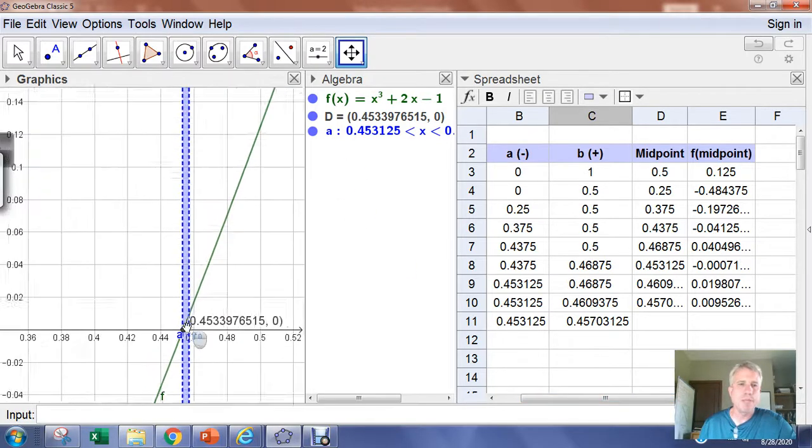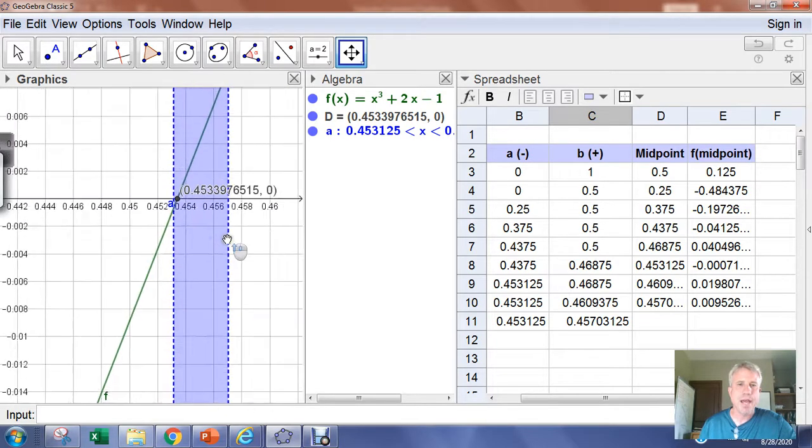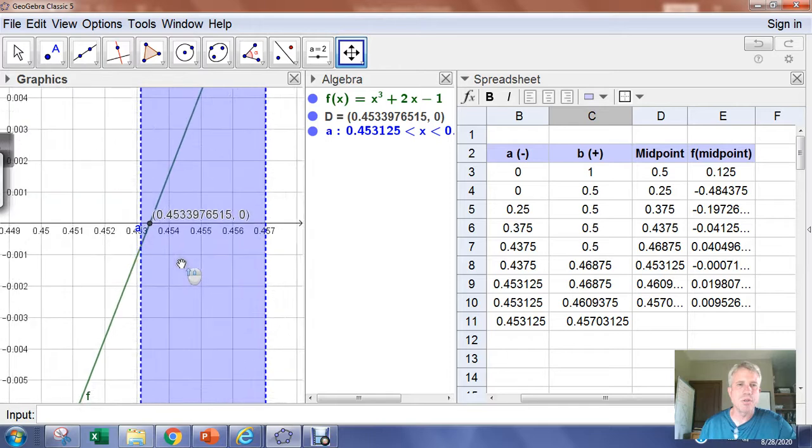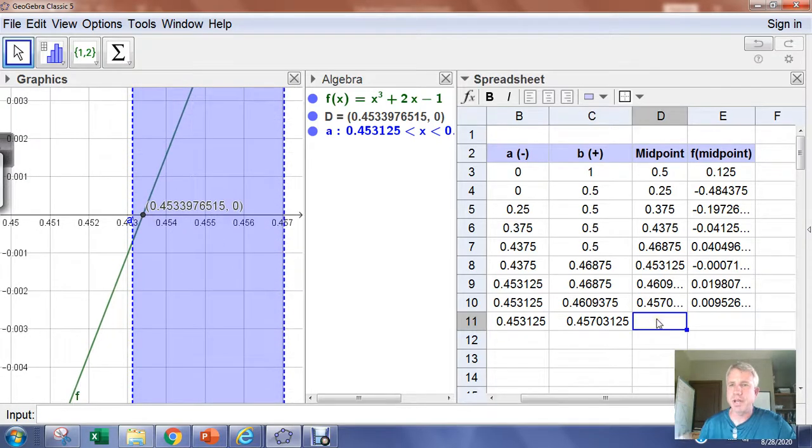So really the method of bisection is simply a matter of squeezing the interval in closer and closer and closer to the 0. We could keep iterating this. If we wanted 3 decimal places of precision, we would just calculate another endpoint, and we would go until these two numbers matched out to 3 decimal places.